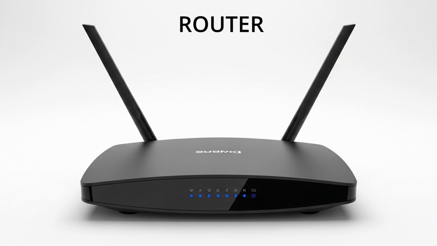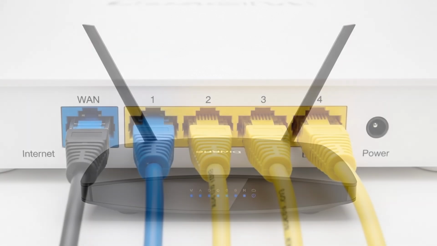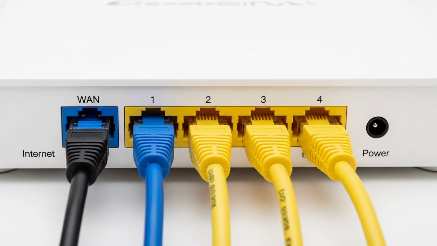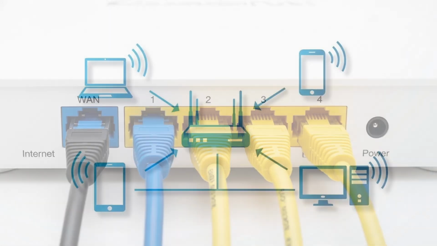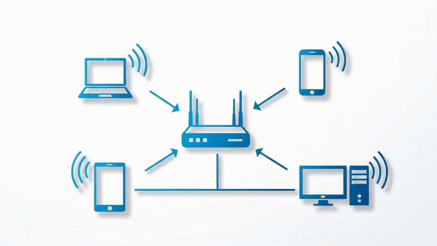Router. The router is a box-shaped device with antennas sticking out that creates your Wi-Fi network and directs traffic between your devices and the modem. On the back, it has several Ethernet ports for wired connections. The router acts like a traffic controller, making sure data packets go to the right device. For example, when you're watching Netflix on your phone while someone else is gaming on a laptop, the router keeps track of which data goes where.